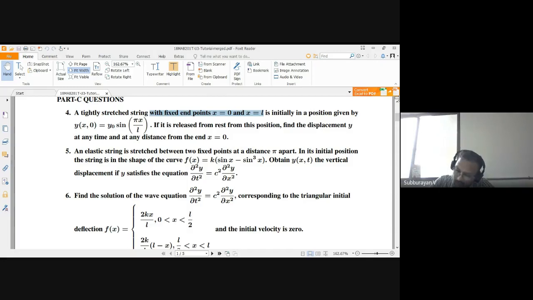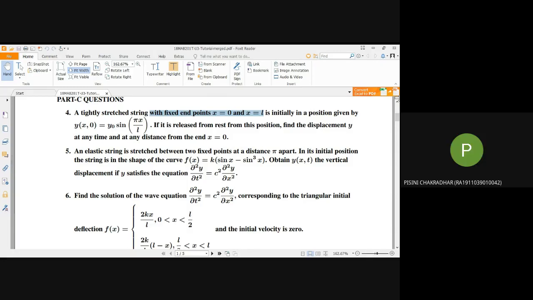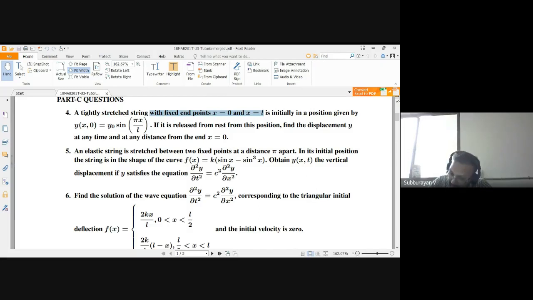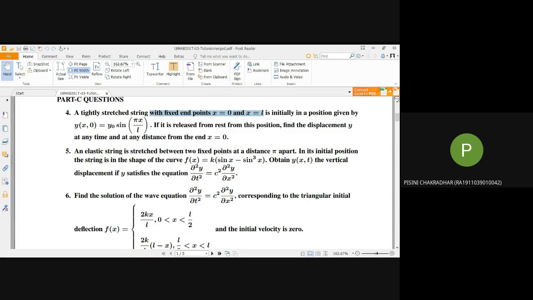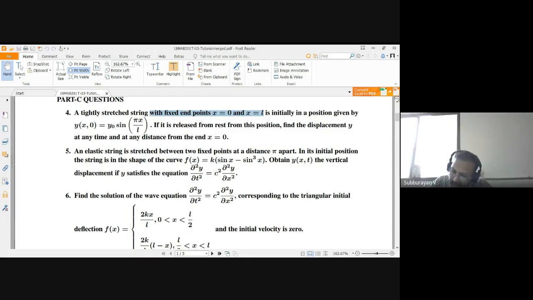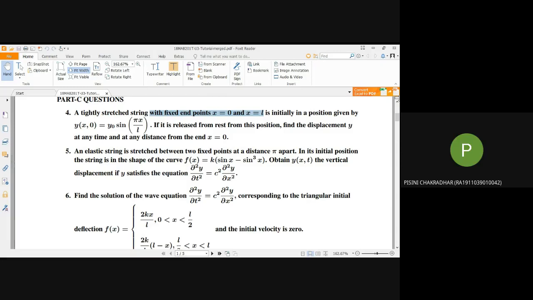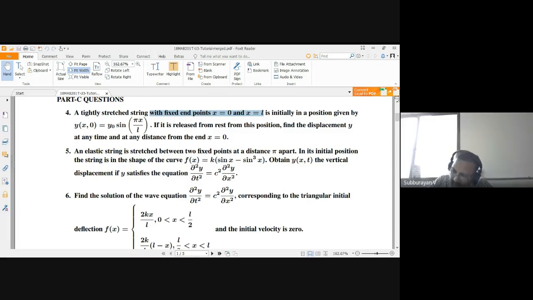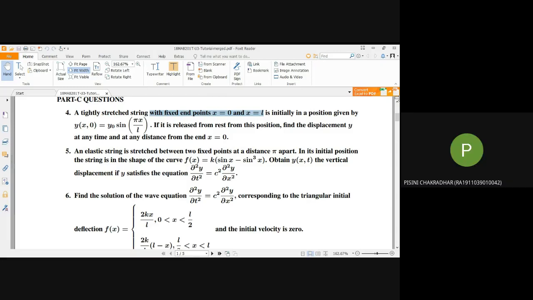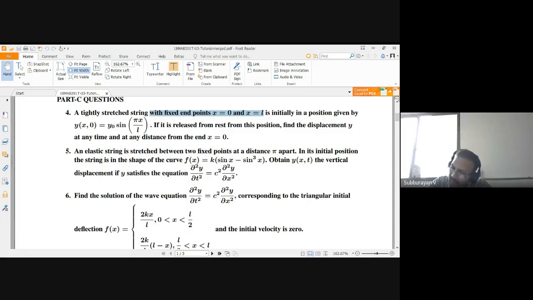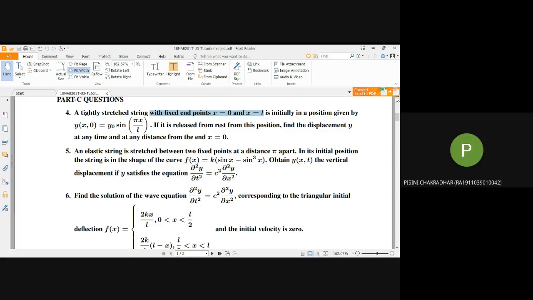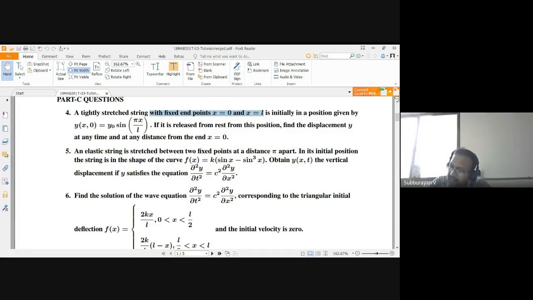k by 4 sin nx... sin x into cos ct, very good. Cos ct plus k by 4 sin 3x cos 3ct. Very good. See, this is the required solution for the above problem.